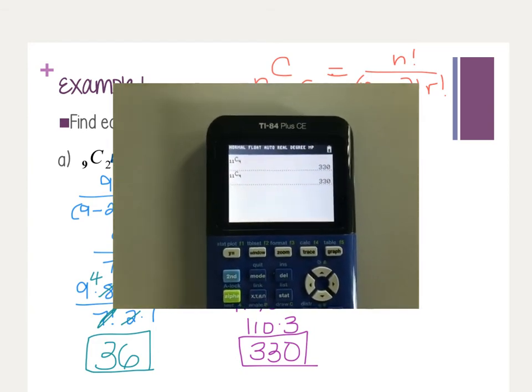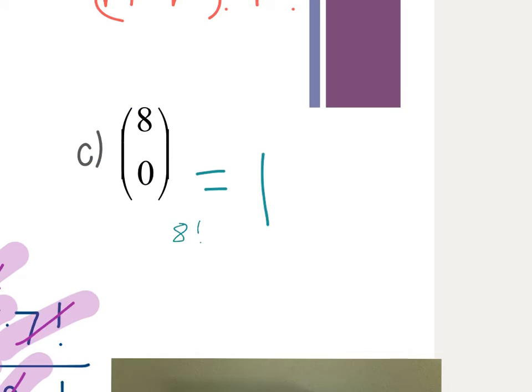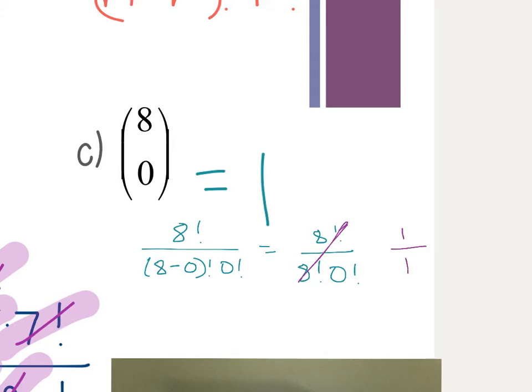Okay, wait. So if I do 8 factorial over 8 minus 0 factorial times 0 factorial, I get 8 factorial over 8 factorial, 0 factorial. These get canceled out. And I get 1 over 0 factorial, which is 1. So don't forget that because there's no other way to figure that out, okay? I think a calculator would spit it back out for you, but without that, you'd need to know 0 factorial is just 1.